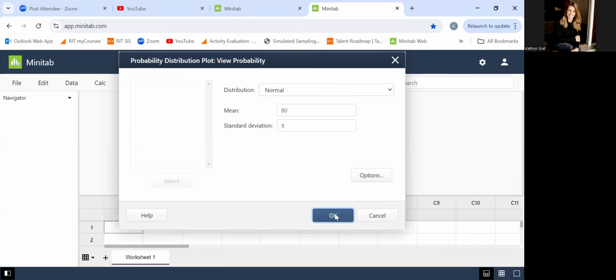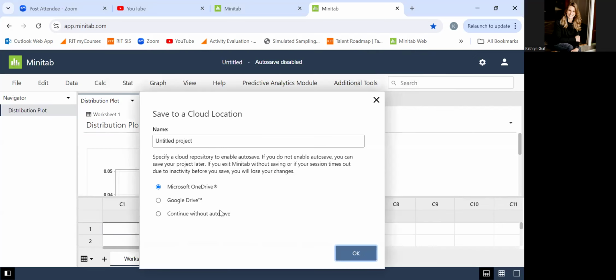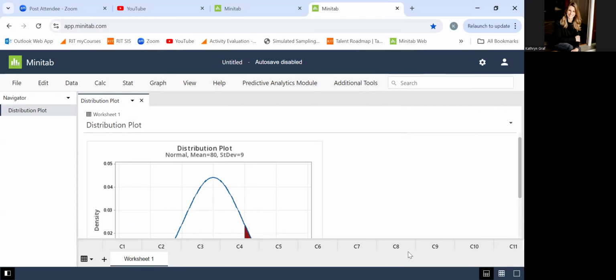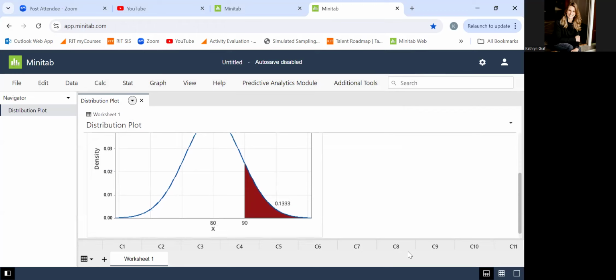I will click OK again, and it's going to give me a graph here of my distribution. So there it is. Okay, so this should correspond with what I'm visualizing, that the area is greater than 90. So it's a 13.33% chance. Okay, so it's a 0.133 probability that someone is earning above a 90 on exam one.